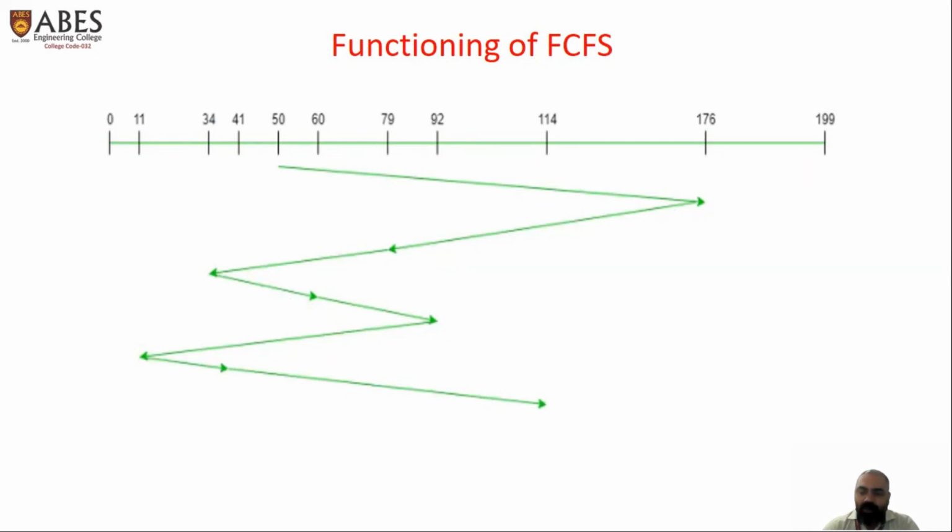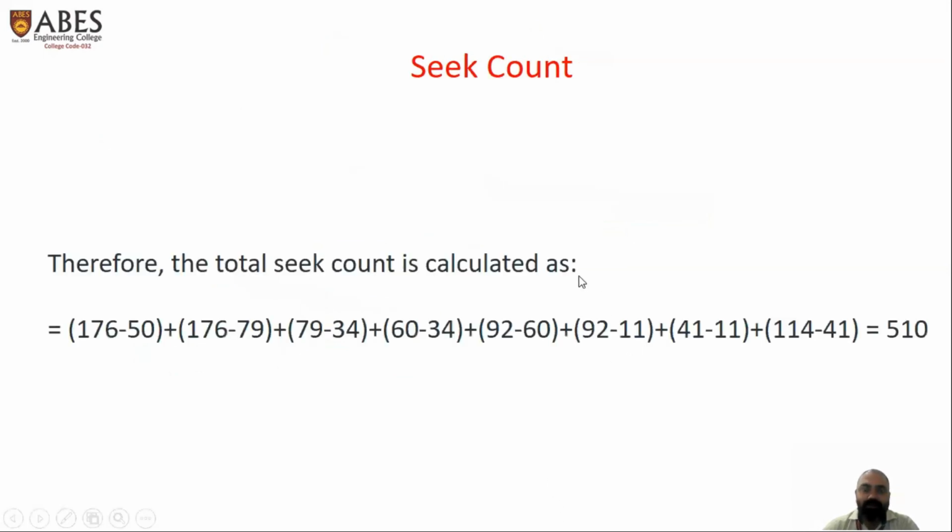So in the numerical, what is being asked? We are asked for the total seek time, which is how much time you spend to service all these requests. So how do we calculate the seek time? The seek count will be the difference from one location to another location. So here we calculate the seek count as 176 minus 50.